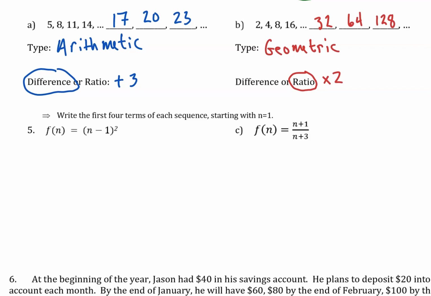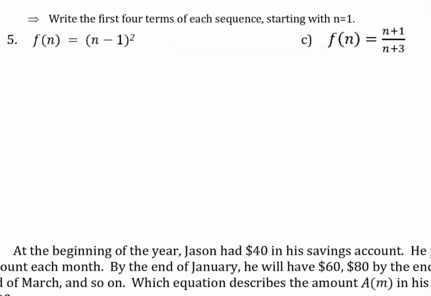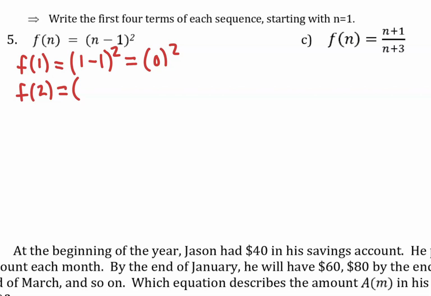So now this next part, what they want us to do is write the first 4 terms of each sequence starting with n equals 1. And so they're showing us this particular one, and they want us to start with 1 and write the first 4 terms. So f of 1 is equal to, then everywhere you see n, you plug in 1. So 1 minus 1 squared. Well, that's going to be 0 squared. The next one, f of 2. Everywhere you see an n, you plug in 2. So 2 minus 1 squared, that's going to be 1 squared.